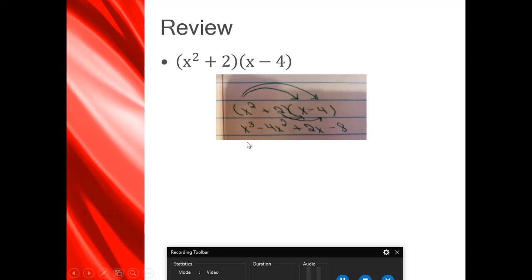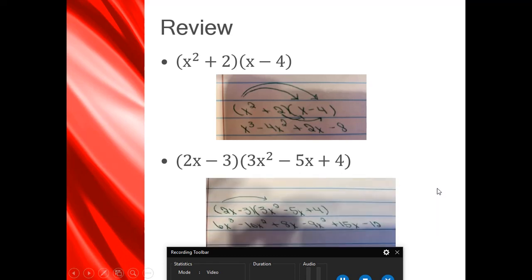Remember, standard form is when you start with the greatest exponent, and then you slowly decrease until you have only the constant. When you make the polynomials a little bit larger, this is a binomial and a trinomial. 2 times 3, I should have 6 terms when I'm done distributing. So I'm going to start with the 2x, and I'm going to distribute that first. And I get the first 3 terms of 6x cubed minus 10x squared plus 8x. Then I'm going to return and distribute the -3. And I should have 3 more terms, -9x squared plus 15x minus 12.